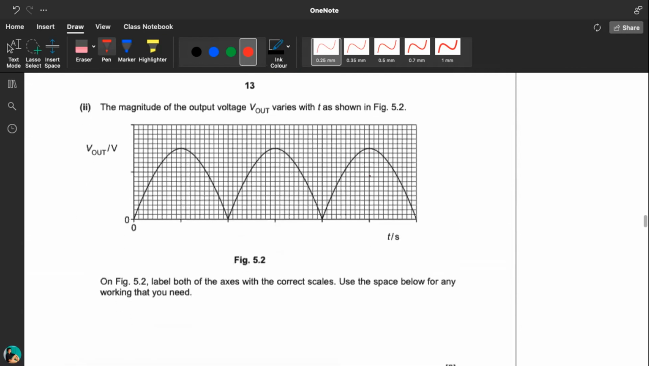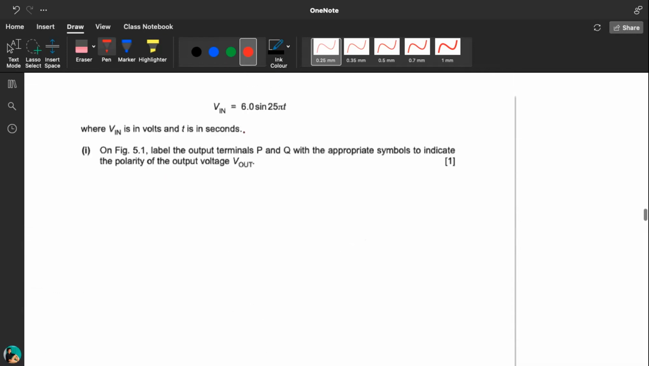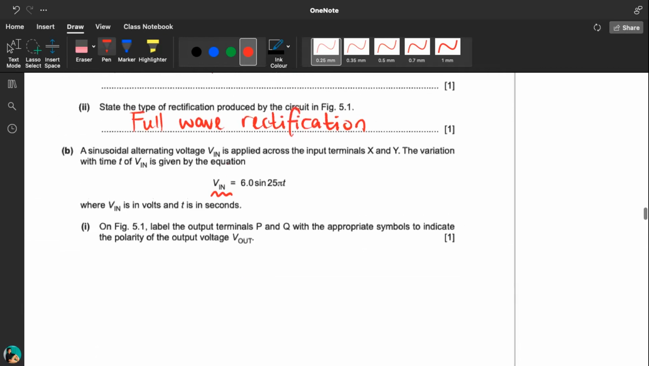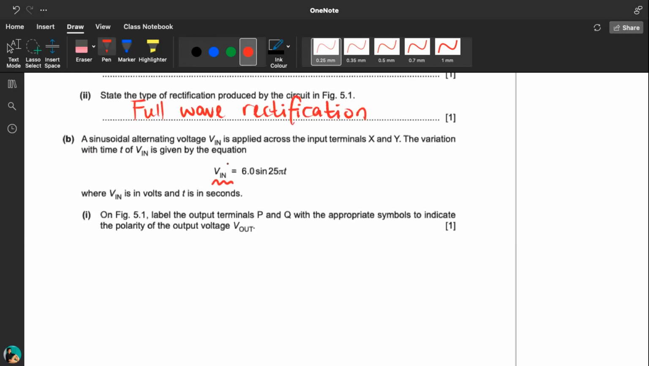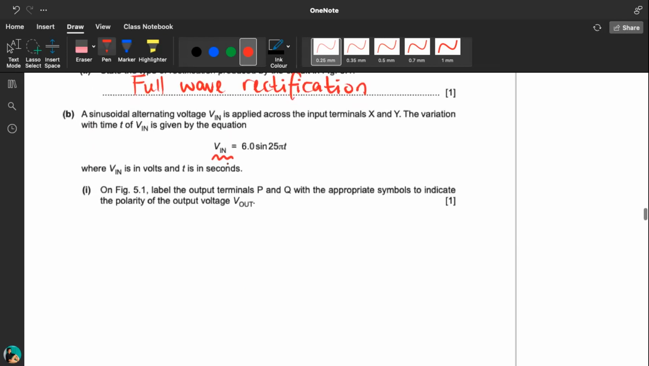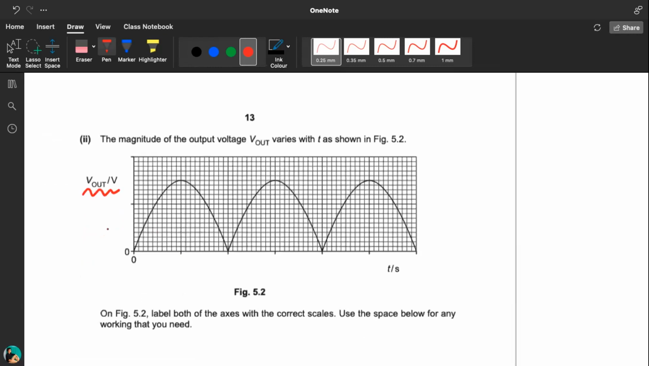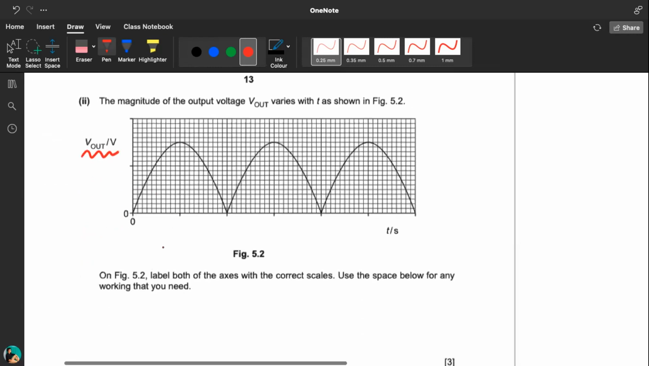Okay, the magnitude of the output voltage varies with time as shown. Now, this graph is showing the output voltage. This equation is your input voltage. But then the input voltage and the output voltage should be the same also, magnitude-wise. Okay, magnitude-wise, direction, this is like all flipped on top, but magnitude-wise is the same. On the figure, label both the axes with correct scales. Use the space below for any working.